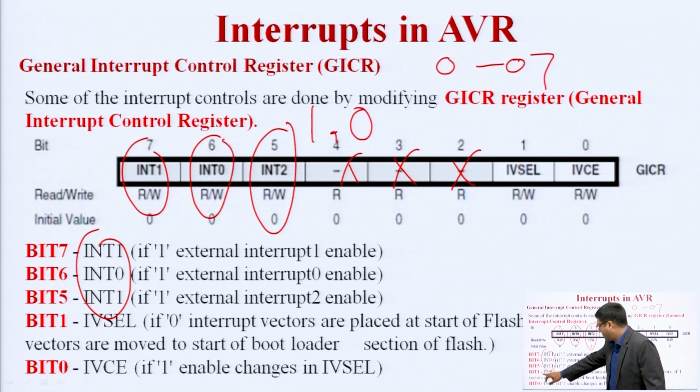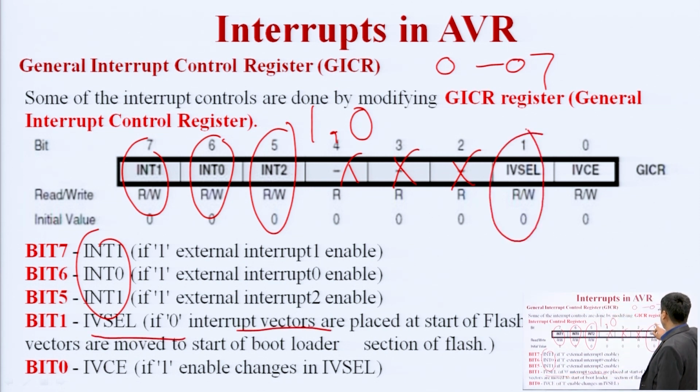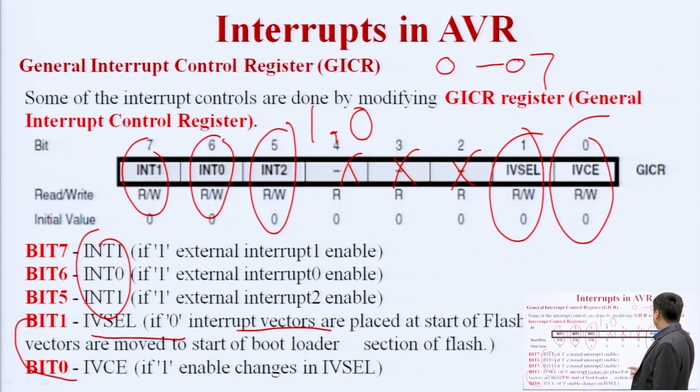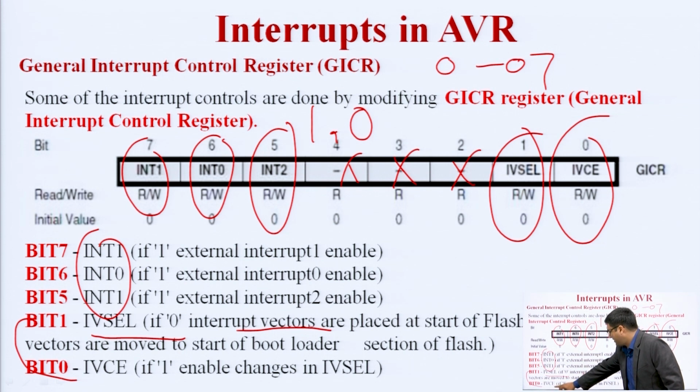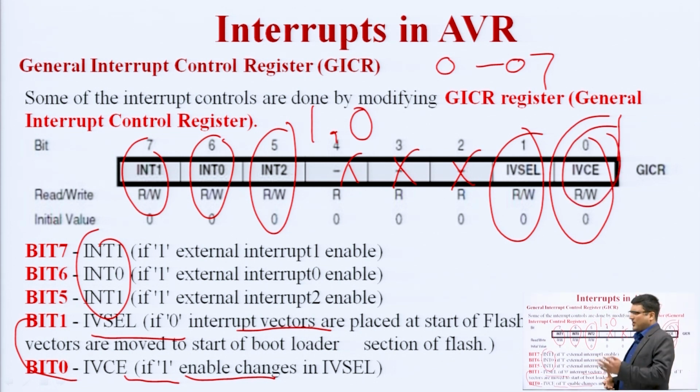What is bit 1? That is IVSEL. It basically represents the vector interrupt, and the vector interrupt will be used by this bit. Bit 0 is basically IVCE. If the value of this is 1, that means this particular bit is enabled. So basically when we are executing, sometimes we need to store values in our interrupt registers.